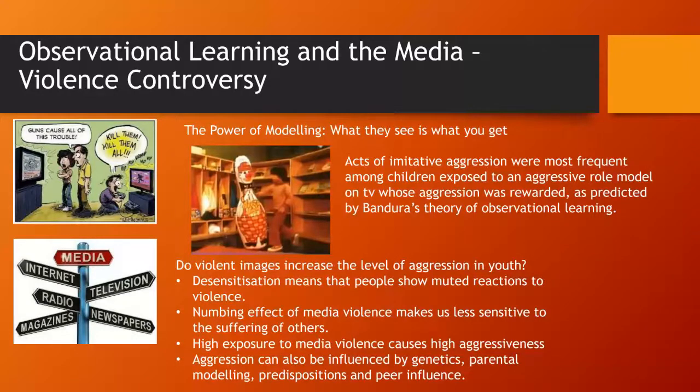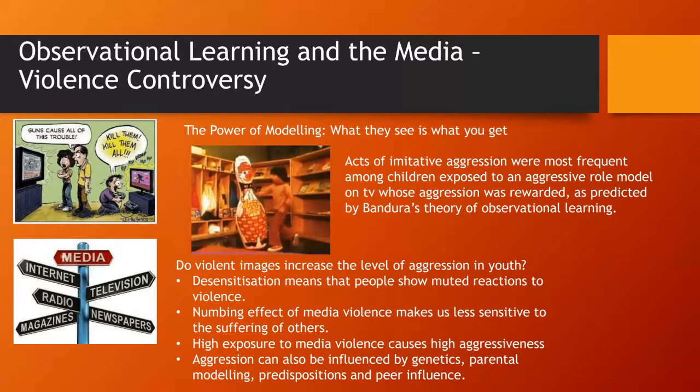So the parents watch on TV and they see it, and the child sees it. So it's the power of modeling. What they see is what you get. So remember that what children see or what adults see, you see the outcome of that, the power of modeling. Acts of imitative aggression were most frequent among children exposed to aggressive role models on TV whose aggression was rewarded. Really important to see, and it's becoming more and more prevalent on television.